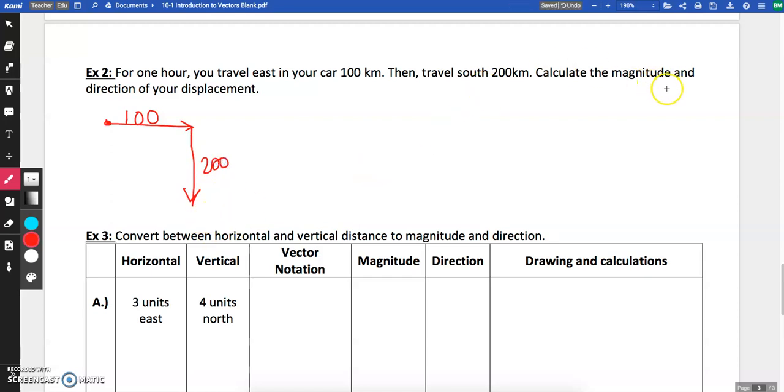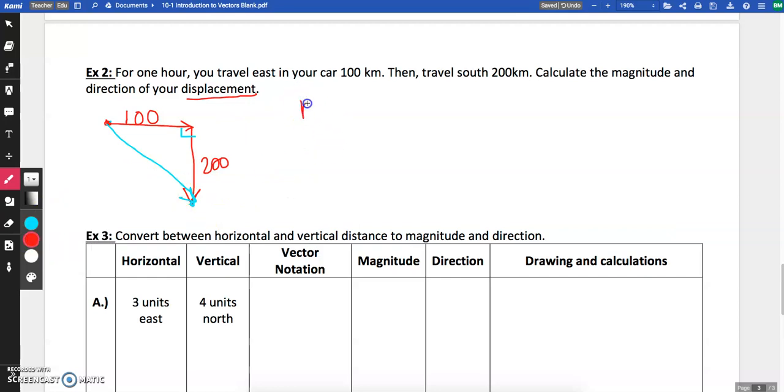We want to calculate the magnitude and direction of your displacement. So remember, displacement is the shortest distance from the beginning to the end. So the shortest way to get from this point to this point would be a straight line. Oh, that's not straight, but you get the idea. So a straight line here creates that nice right triangle. Right, so we're just tying in those calculations we talked about in the last video.